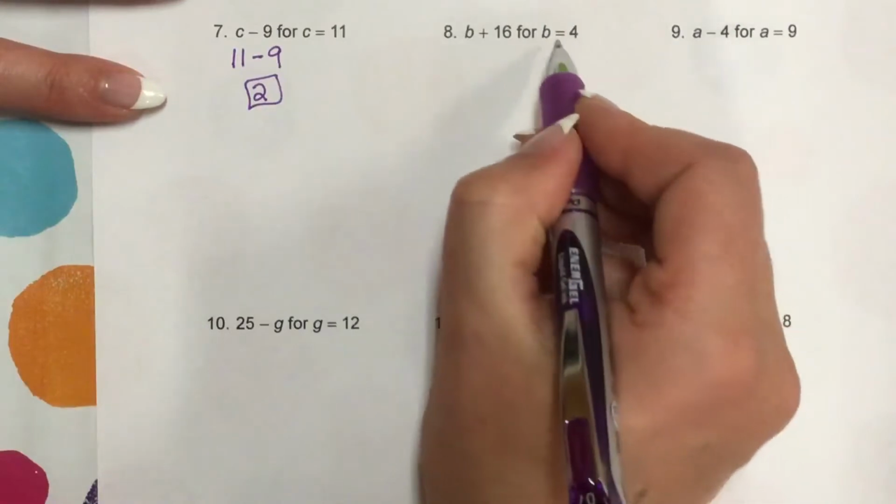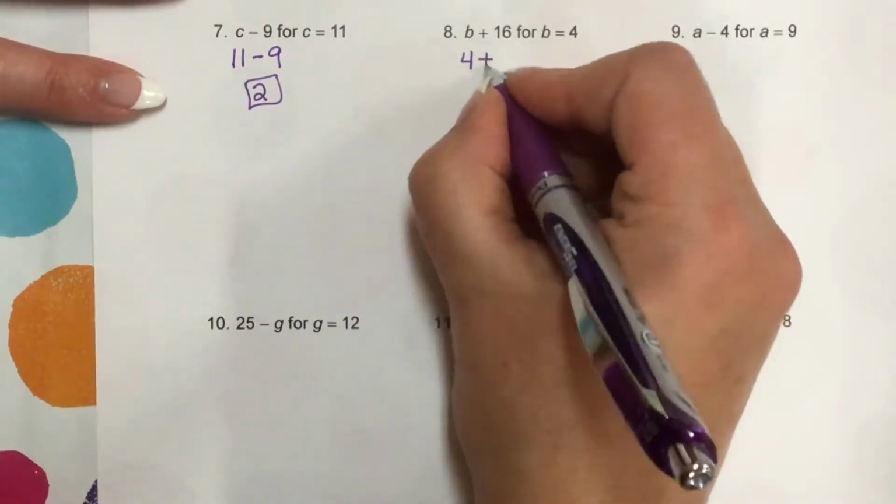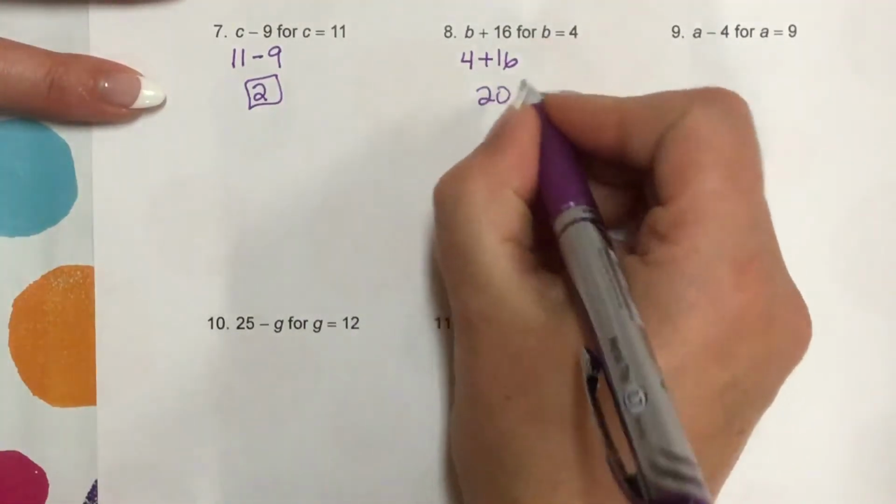B plus 16 for when B is equal to 4. So we're going to substitute 4 in for B. We get 4 plus 16. What is 4 plus 16? It is 20.